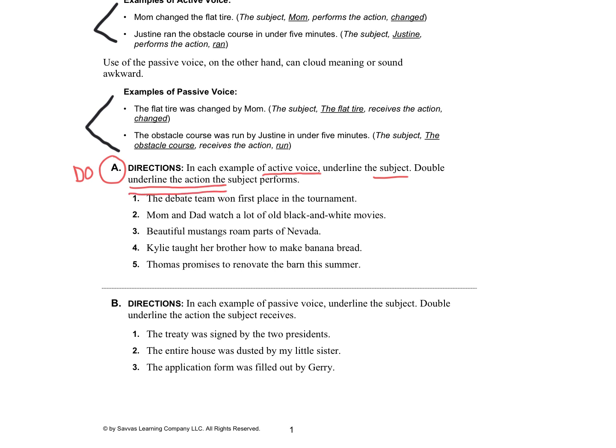Okay. And then we circled B and we wrote do. Now this one, these are all passive voice. So you're underlining the subject and then you double underline the action that's being received, which is going to be your verb phrase, your linking verb plus your main verb.